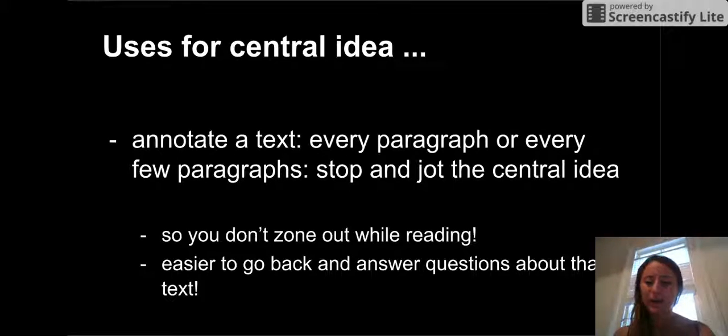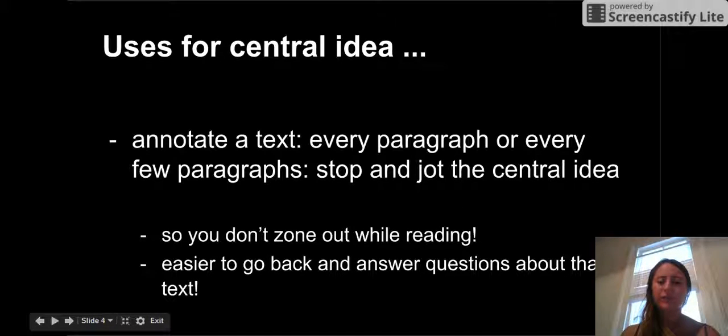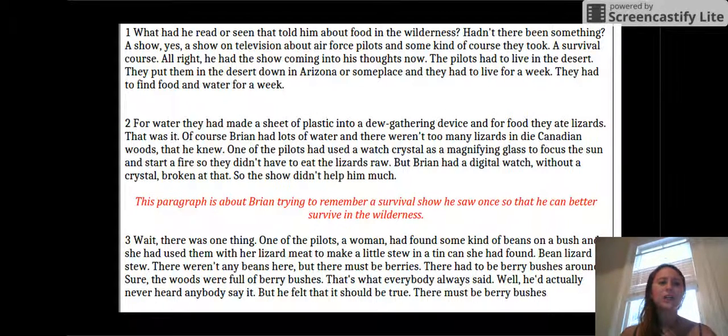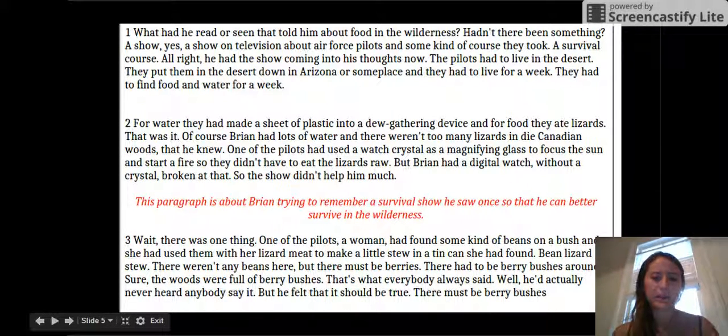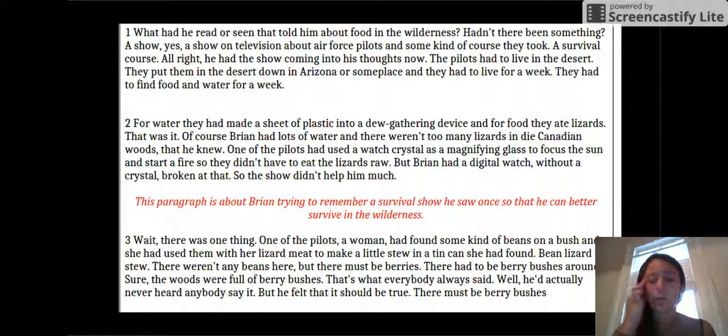If you're asked a question about a certain part, instead of going back and trying to find in the story, oh, where did this happen? You can look at your little central idea stop and jots every paragraph or every few paragraphs to reference what happened. Here's an example of what a stop and jot should look like. It'll be in your own penmanship. Usually start them off by saying this paragraph is about, and then keep going. I know for those of you in Spell House especially, this is a really big review, but some of us are still struggling with it, so I want us to go over it one last day.